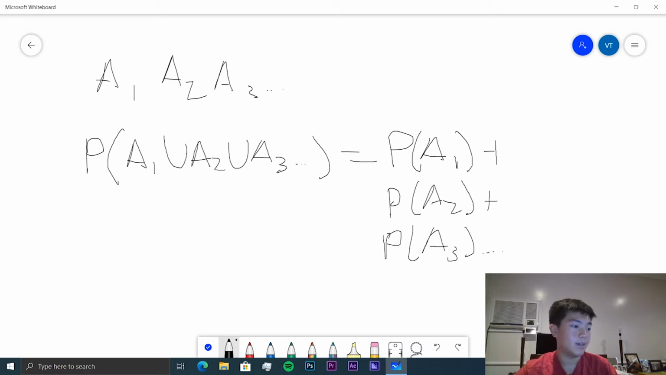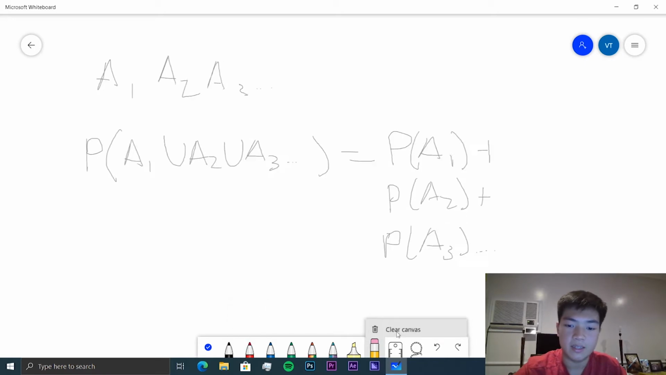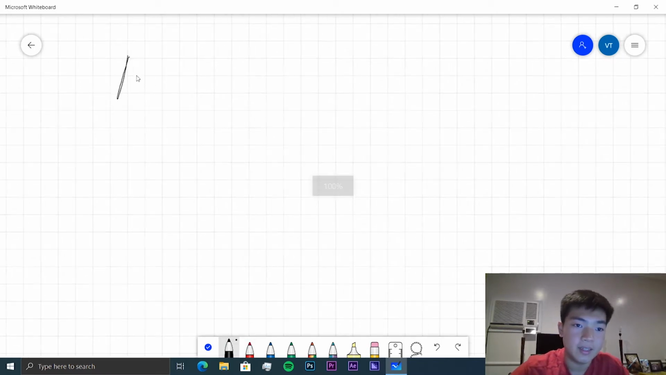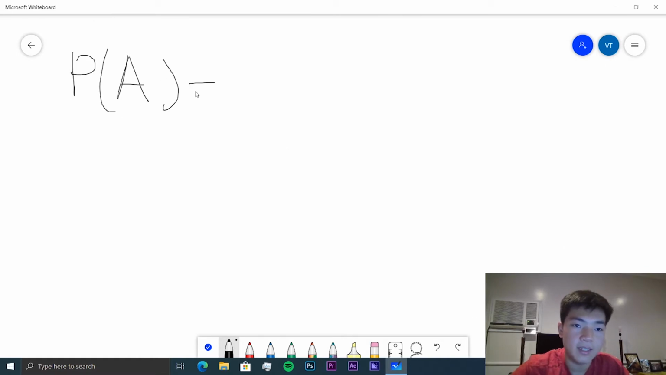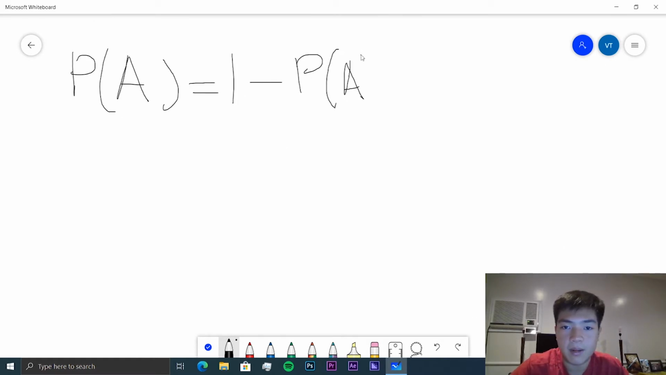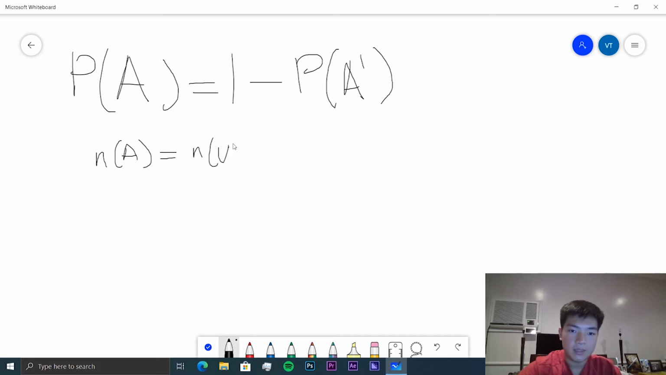And so next, we need to know that if we have an event A, the probability of A is equal to 1 minus the probability of A prime, where A prime is, of course, the opposite set, the complementary set to A. And this is because the number of items in A is equal to the number of items in the universal set minus the number of items in A prime. And so therefore it follows that the probability of A is equal to 1 minus the probability of A prime.